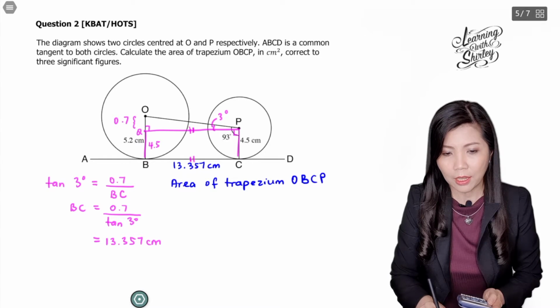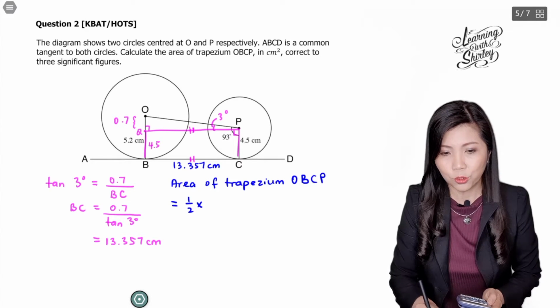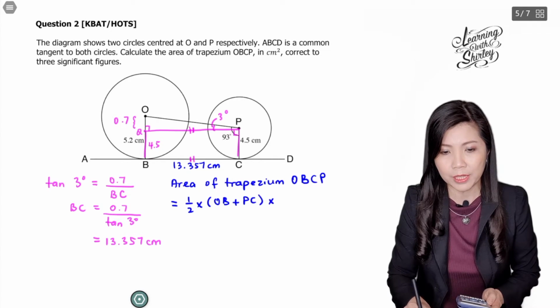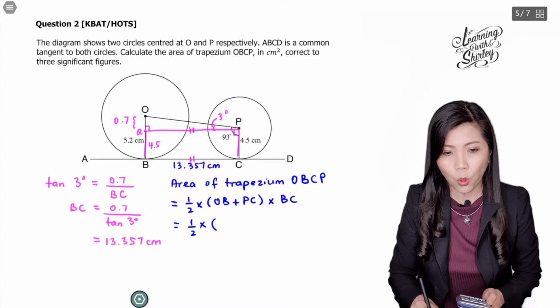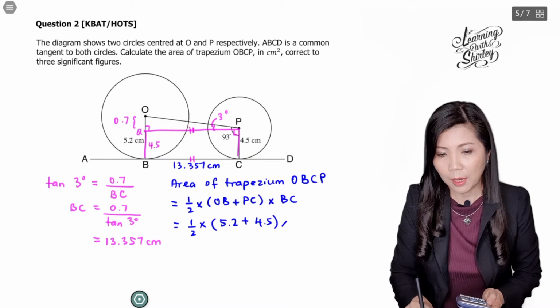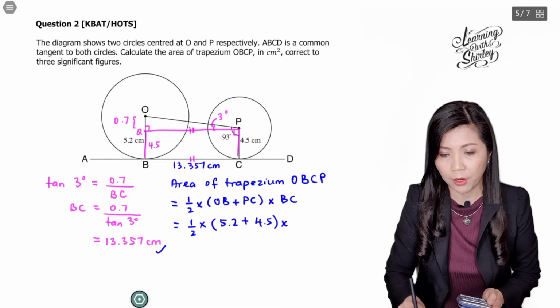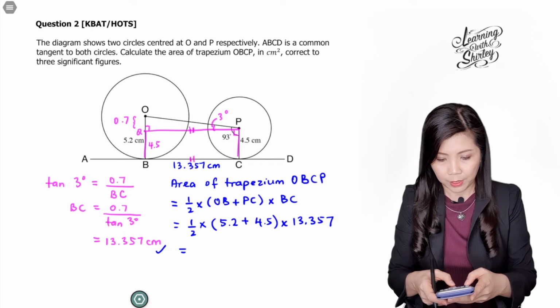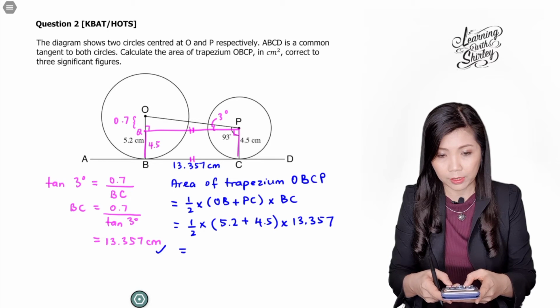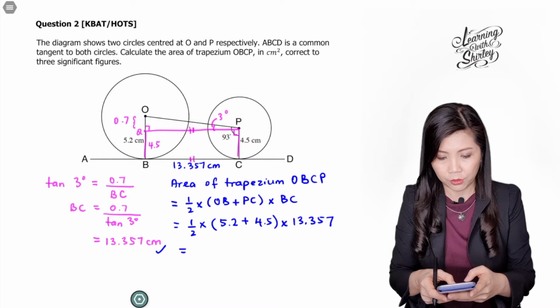OBCP. Okay, and the formula is half times the two parallel lines added up together, which is OB plus PC, times with the height of the trapezium, which is BC. So equals to half times, OB is 5.2 and PC is 4.5, times with BC that we have gotten just now, 13.357. Okay, so let's calculate this. 4.2 plus 4.5 first, after that divided by 2, and then times 13.357.